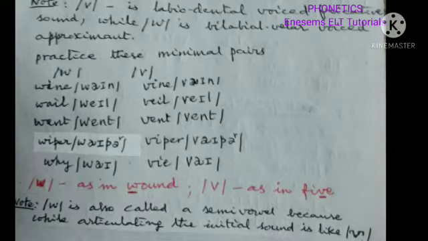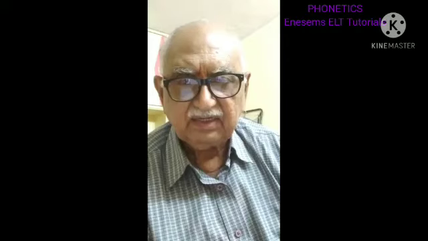W is also called a semivowel because while articulating this sound w, the initial sound is very close to u. That's why it is called semivowel. And there is another reason to call it semivowel because the air stream during the articulation of this sound flows freely, unrestricted, as in a vowel sound.